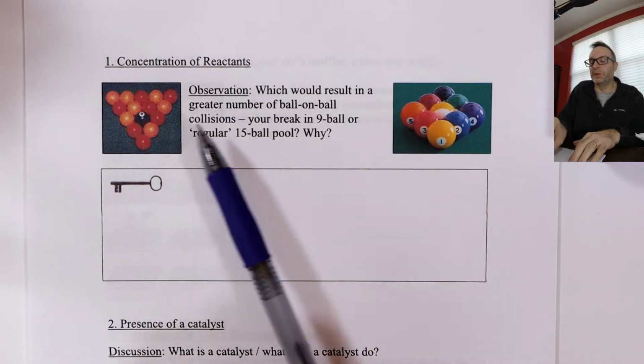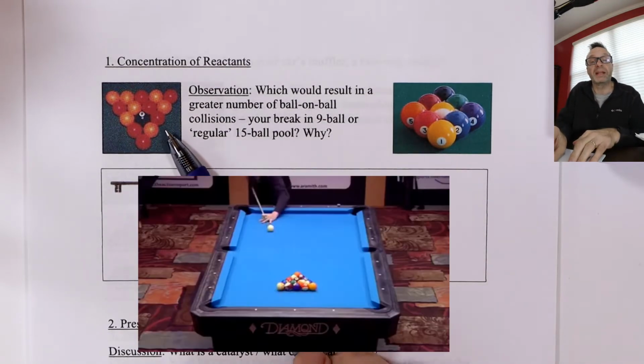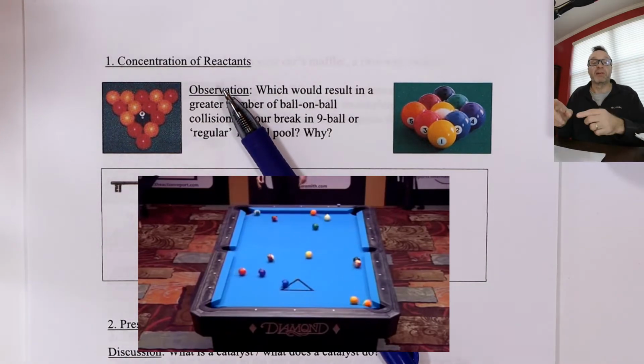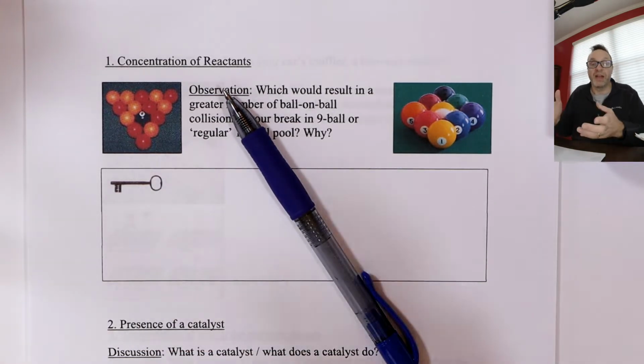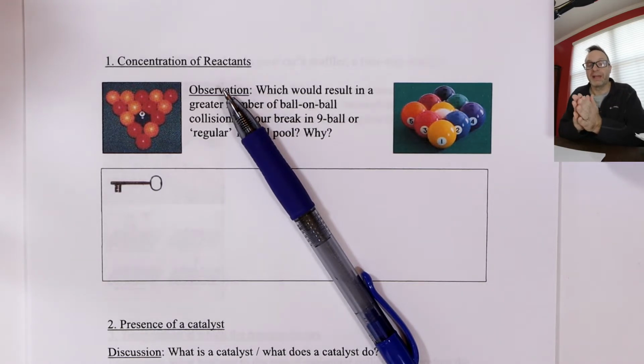What causes more ball-on-ball collisions? Well, obviously the 15 ball, because you've got 15 balls flying around the table rather than 9. So there's going to be more collisions amongst 15 things in the same space than 9 things in the same space, and that's what's really happening. As you increase the concentration, you decrease the distance between particles. If they're all moving at the same speed, aka same temperature, there's more hits per second because they're closer. So if you increase the concentration of all the reactants, you'll definitely increase the rate because there are more collisions per second, since the reactants are closer physically in space.